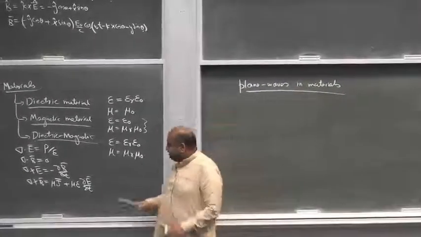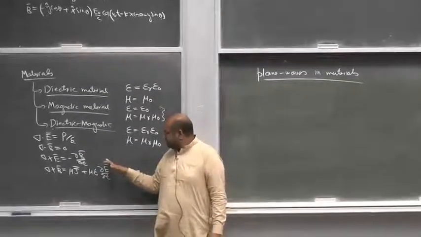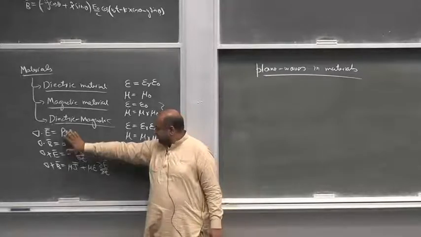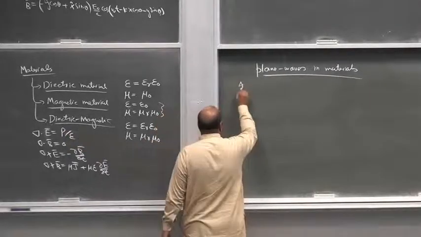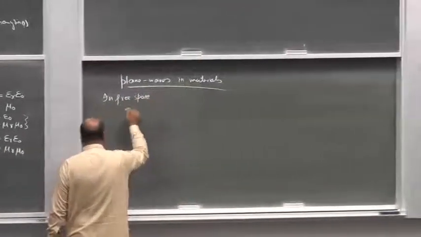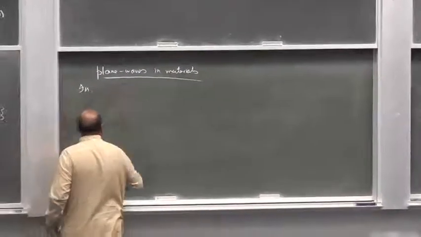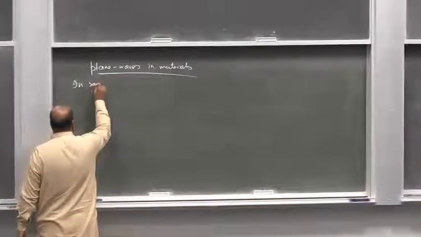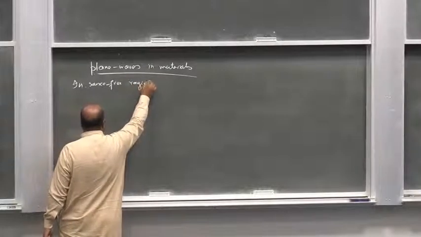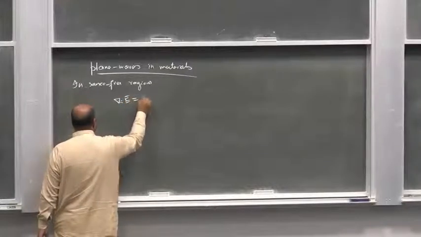Let's be concerned only with the characteristics of plane waves, not their generation, which we saw in the last lecture in vacuum. So let's take this J and rho to be 0. So in source free regions, the equation becomes this.